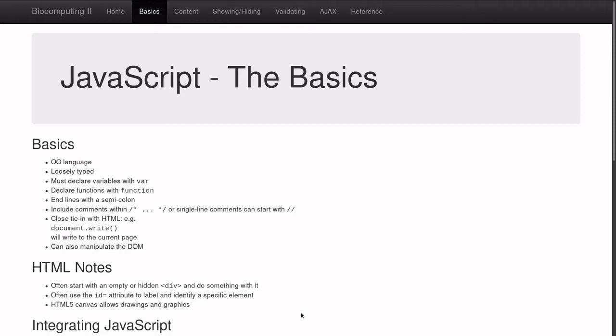Unlike Python, but like languages like Perl and C and C++, you end lines with a semicolon. Comments can be introduced simply with 2 slashes, or a multi-line comment can be wrapped in /* and finished with */. Of course, because most of its applications are within web pages, there is a close tie-in with HTML. So, for example, there's a function document.write, which will simply write something to the current page. And we'll see examples of all these things in a few minutes.